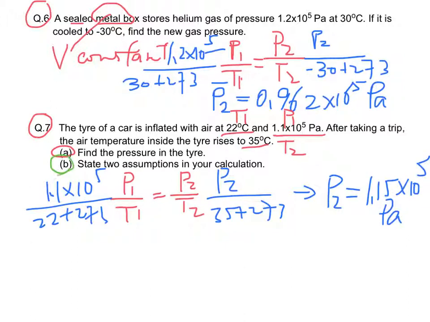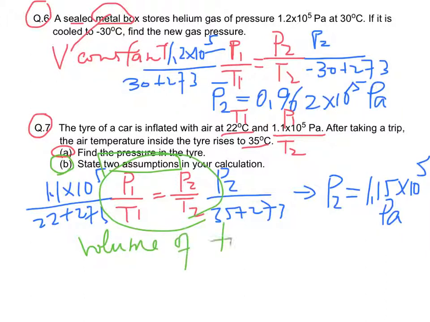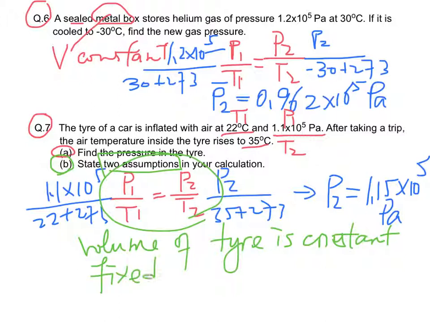The assumption for this law is that we assume the volume of the tire is constant and there is no leakage of gas. That means we have a fixed mass of air inside the tire.